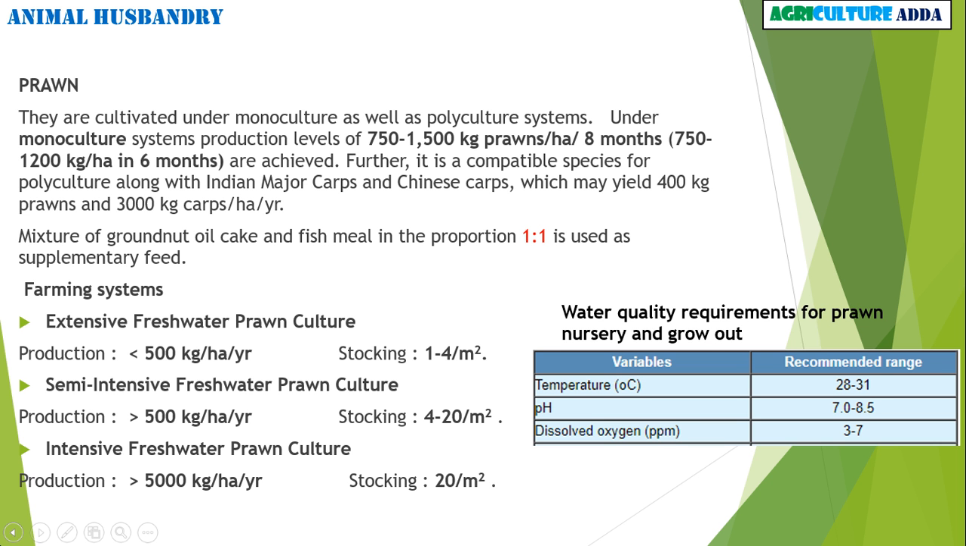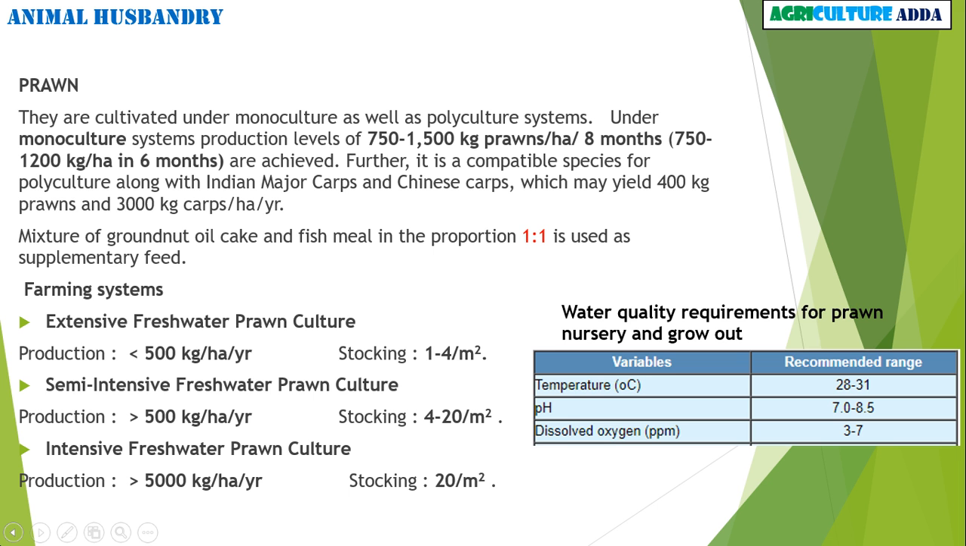This is about some of the points about the prawn. Prawns are cultivated under monoculture as well as polyculture systems. Under monoculture system, production levels are 750 to 1500 kg of prawns per hectare for 8 months. If it is for 6 months, it means 750 to 1200 kg per hectare.